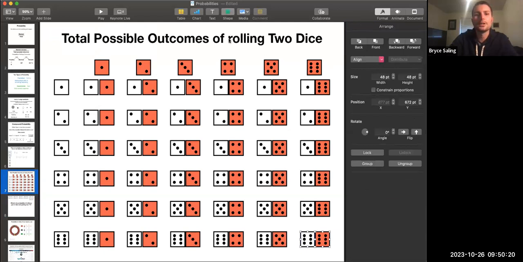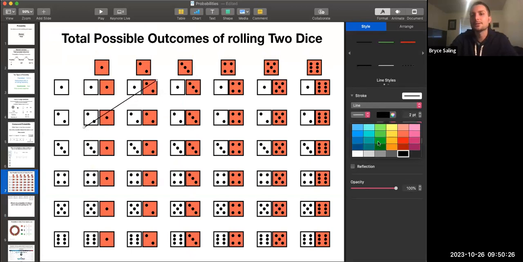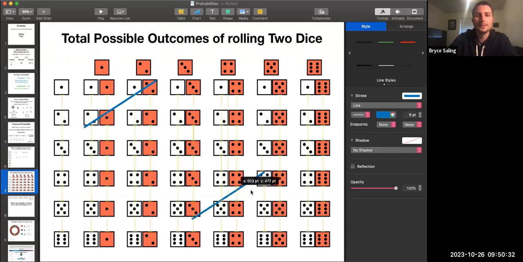So if you look at these outcomes, there's more the further you go, and this is a symmetrical table. So a 3 is the same probability as an 11. A 10 is the same probability as a 4.